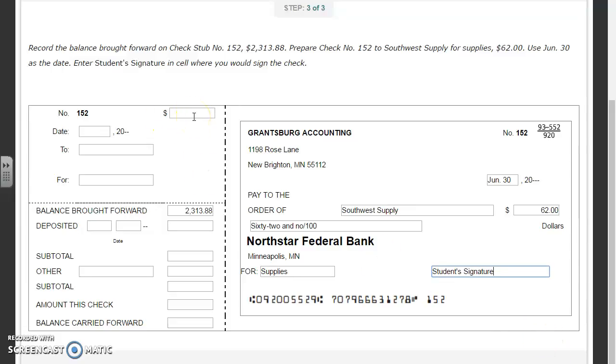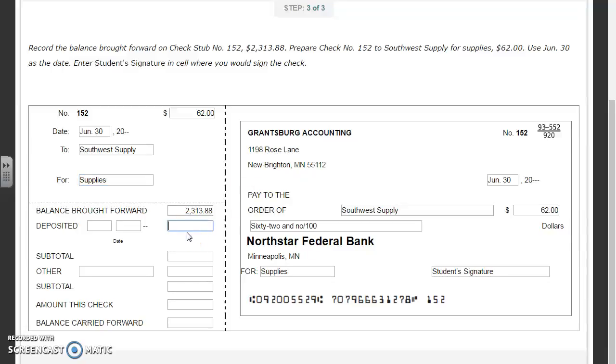Okay, then let's go ahead and go back and fill in our check stub. We don't have any deposits to record, any service charges, anything like that. So this will be a pretty seamless process filling out this check stub. We don't have anything else to really add in or deduct except for the amount for this check. So the amount of this check was $62. We wrote it on June 30th. We wrote it to Southwest Supply. We wrote it for supplies.